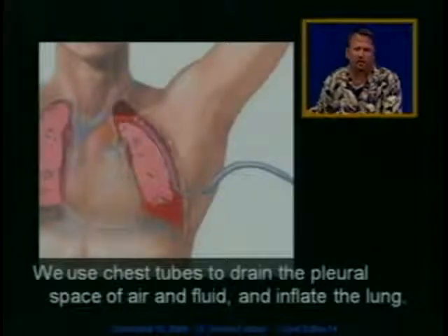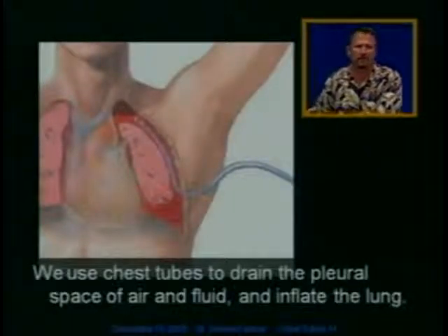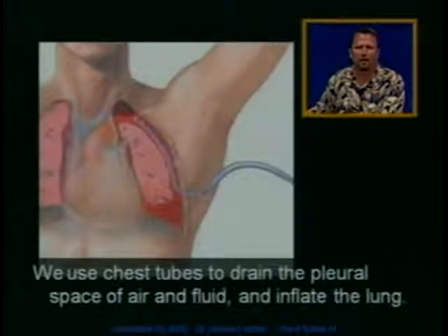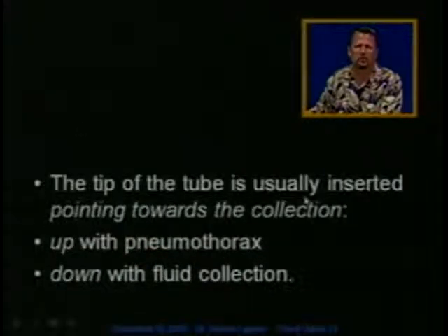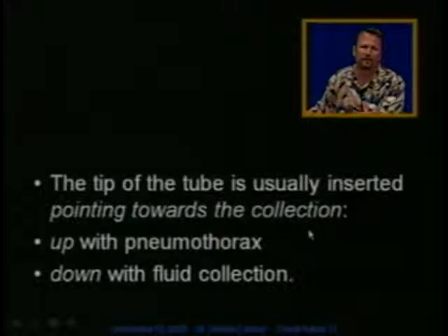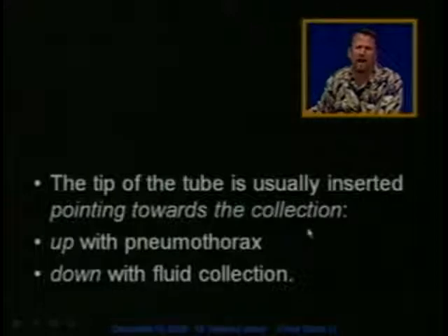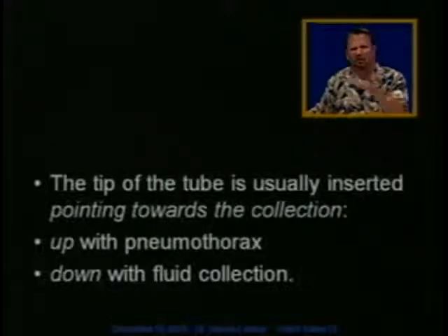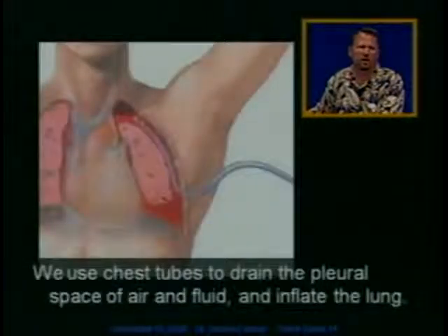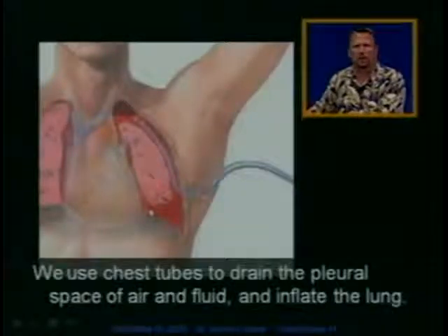So we use a chest tube to drain the pleural space of either air or fluid, and this re-inflates the lung. I wanted to point out, though, the tip of the tube is usually pointing towards the collection. And so you'll see chest tubes point up with pneumothorax and down with a fluid collection, because air goes up and fluid goes down. So don't be surprised if you see chest tubes pointing down into the pleural space to drain fluids like blood.